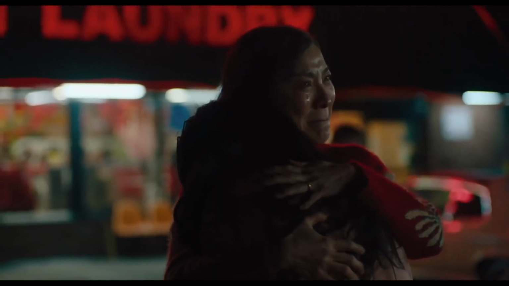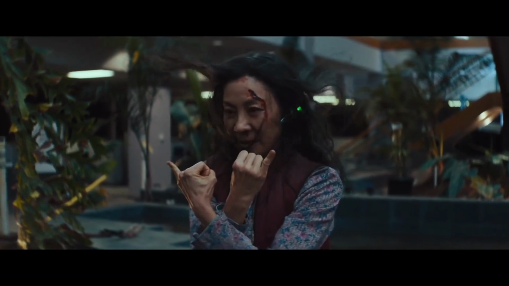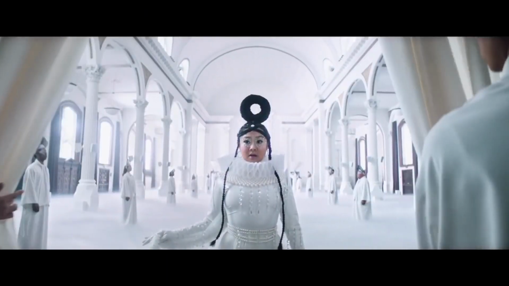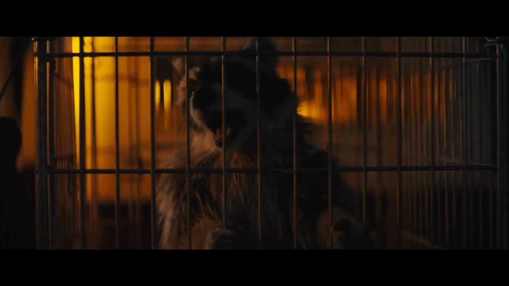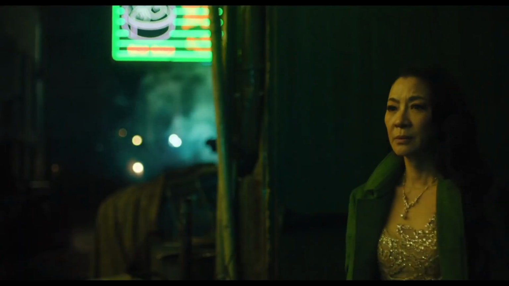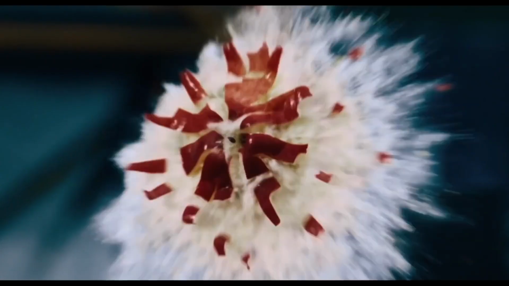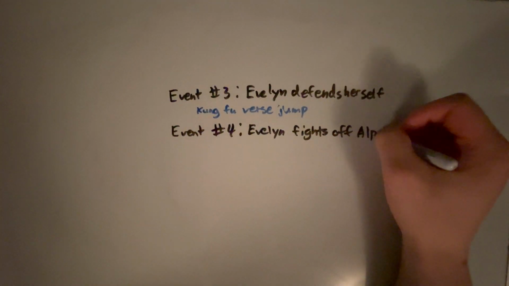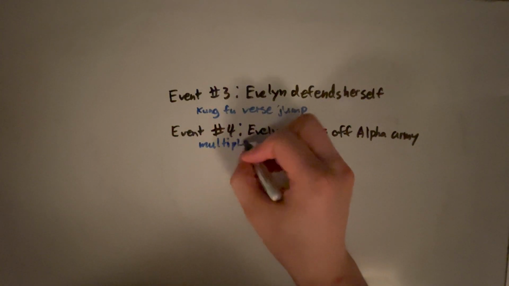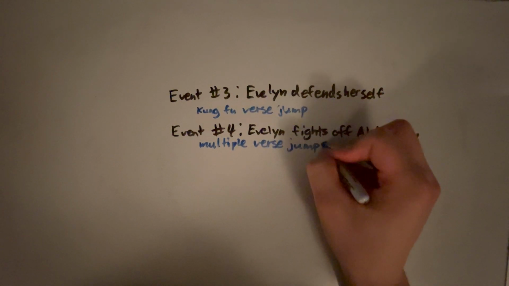Alpha Gong Gong instructs Evelyn to kill the joy in her universe to give Jobu Topaki one less split to access. In order to save her joy, Evelyn decides to become like Jobu Topaki. Meanwhile, Alpha Gong Gong recruits every Alpha version in the area. Event number 4, Evelyn fights off the Alpha army. Factors include multiple successful verse jumps.